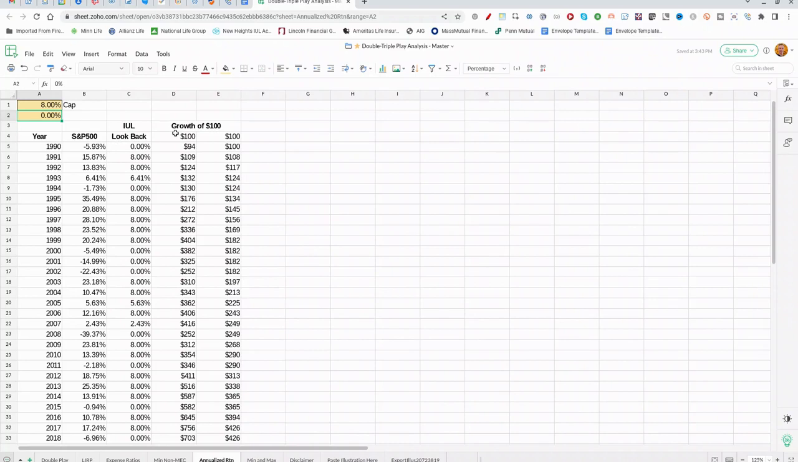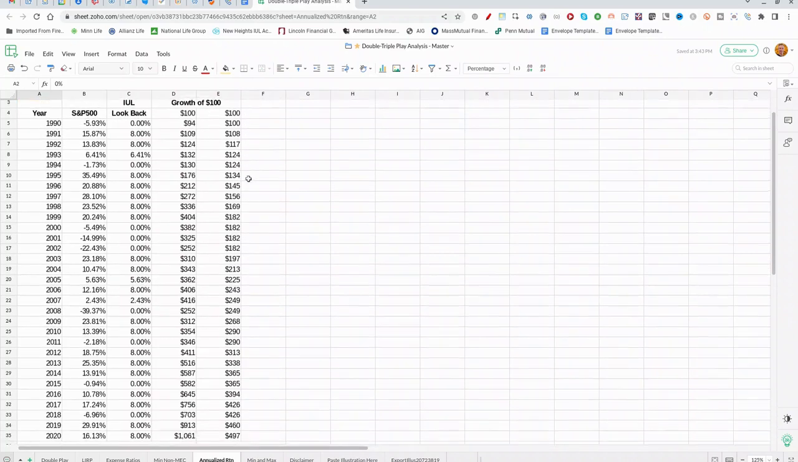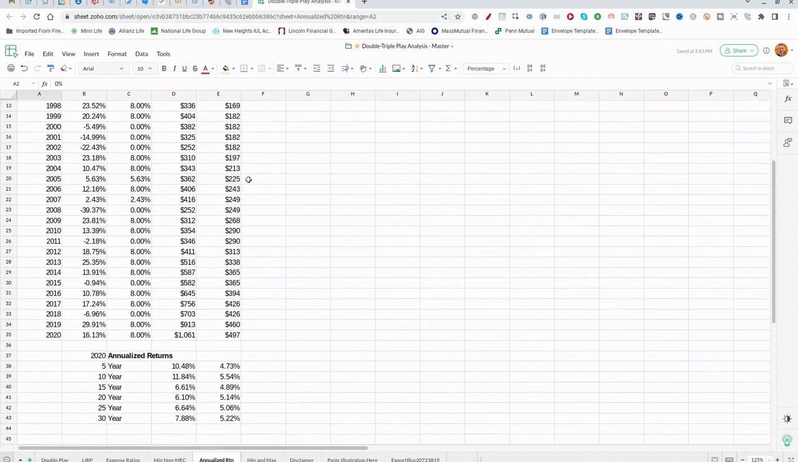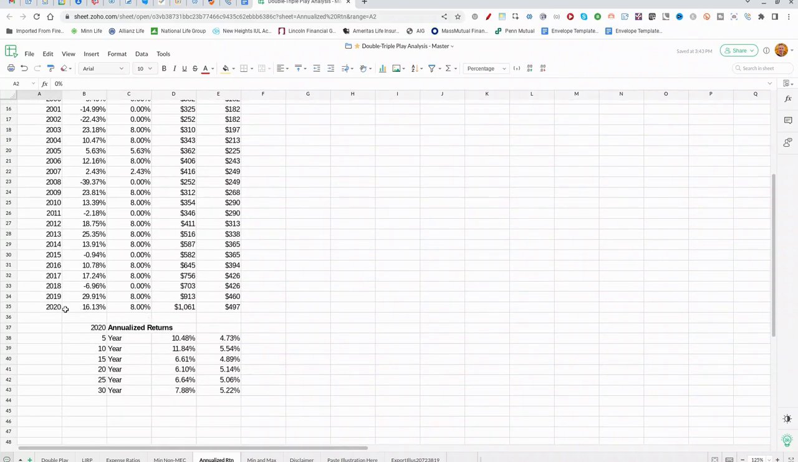But what we're looking at here is growth of $100. That's just the best way to calculate an annualized rate of return. So if we scroll down at the end of 2020, you can see what $100 would have grown to had it been invested in the index or in a hypothetical IUL.